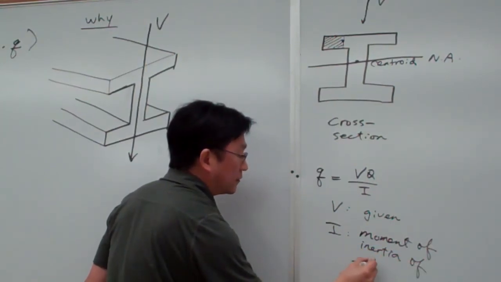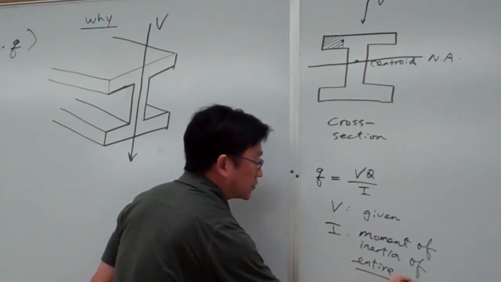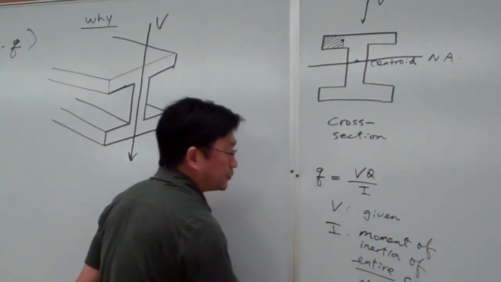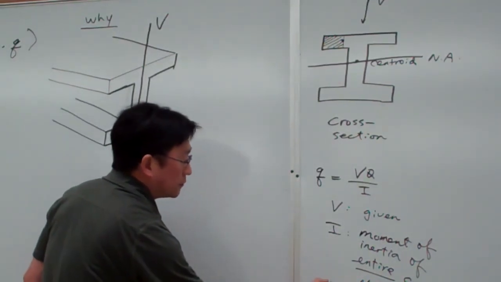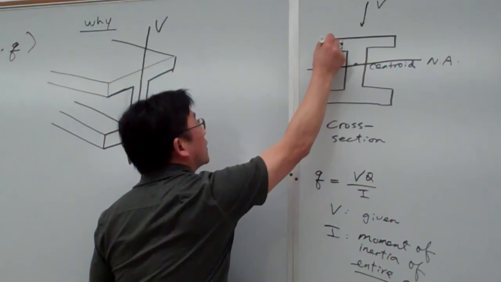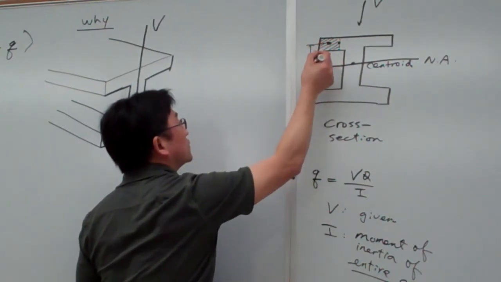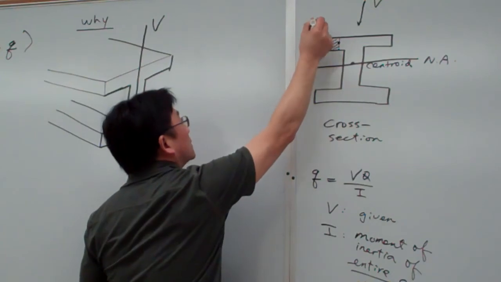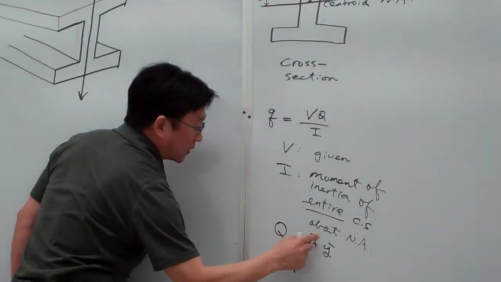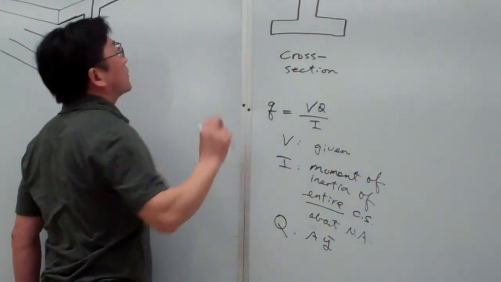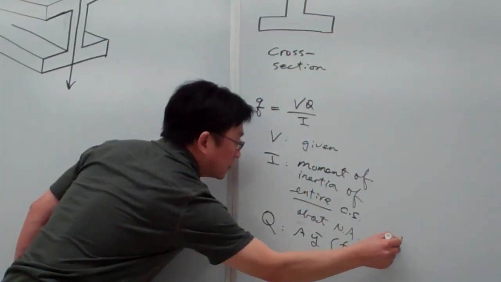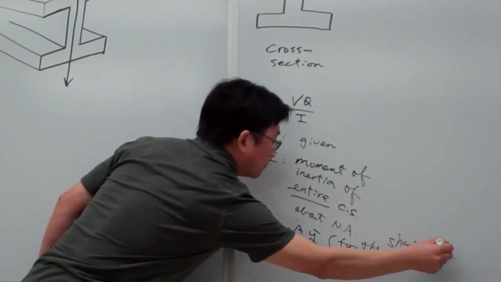of the entire cross section about the neutral axis. And Q, for this case, if we measure the centroid of this shaded area, let me call it y bar, and this area, let me call it A. So basically Q is equal to A times y bar, for the shaded area.